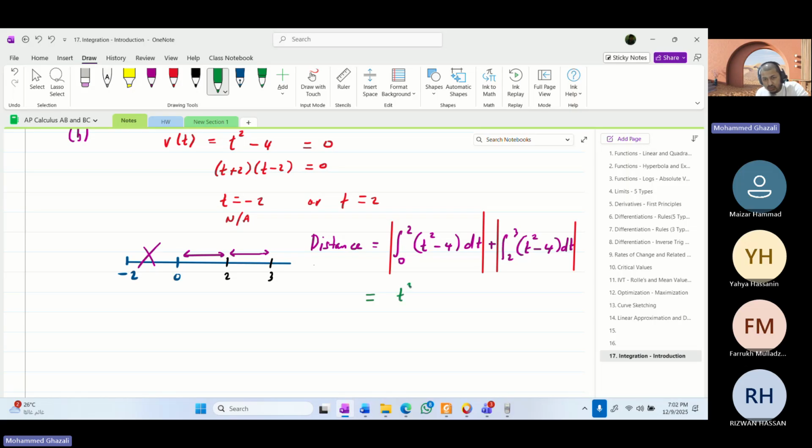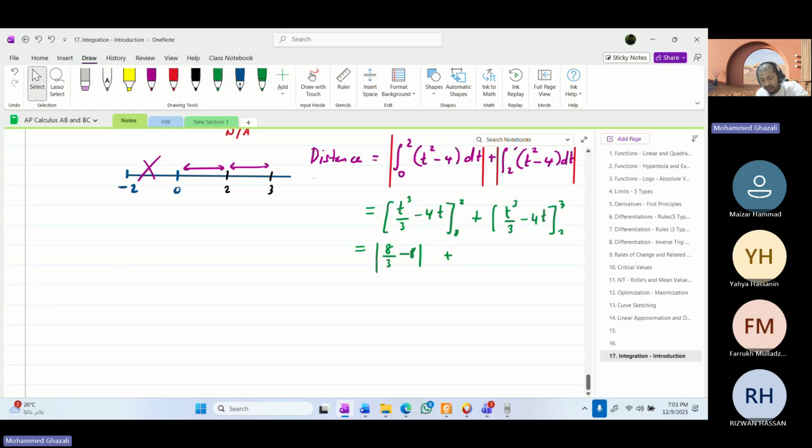So now let's look at this. This is t cubed over 3 minus 4t. That's what we had, right? From 0 to 2, plus the same thing, t cubed over 3 minus 4t from 2 to 3. So substitute 2 inside here. You're getting 8 over 3 minus 8. Remember to take the absolute value, minus 0. That's the reason why you use an absolute value.